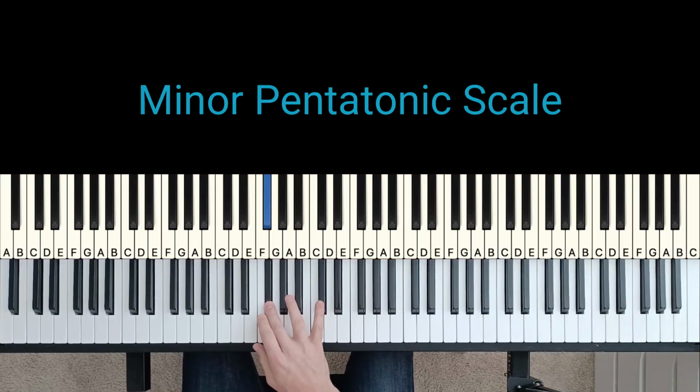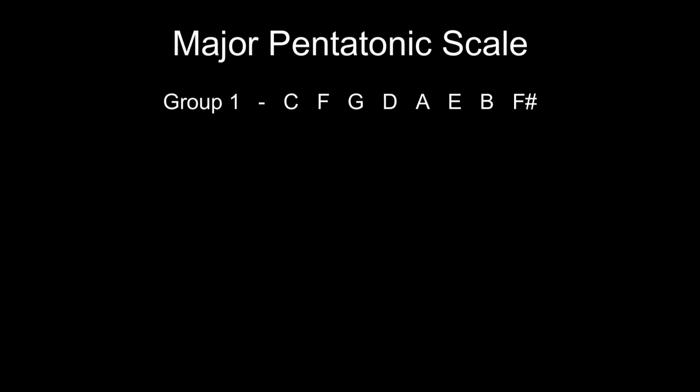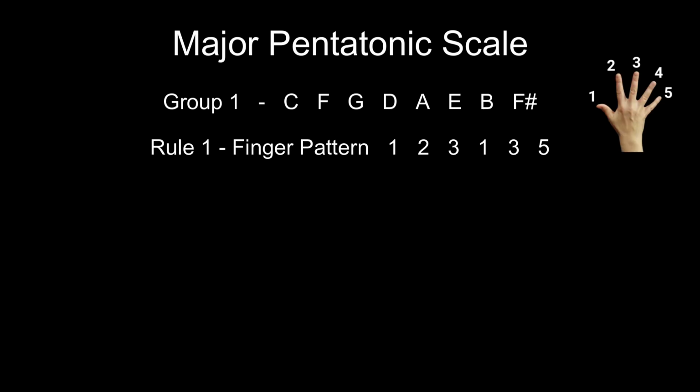So that's the minor pentatonic scale, and the easiest way for me to practice these is by using the same group method as the major pentatonic scale. The only difference is your starting note. So for the major pentatonic, group 1 is in this order: C, F, G, D, A, E, B, and F sharp. And the one rule is your finger pattern is 1, 2, 3, 1, 3, 5.